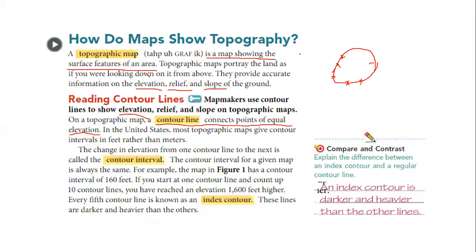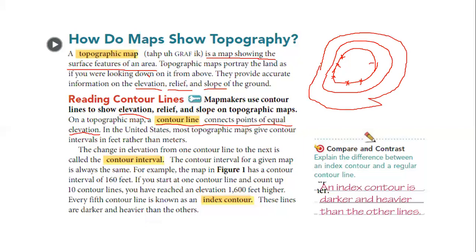Contour interval. If we have another contour line like this, another one like this, the distance between the contour lines should be equal. And these distances are called the contour interval. So the change in elevation, or the distance between the contour lines, is called the contour interval.